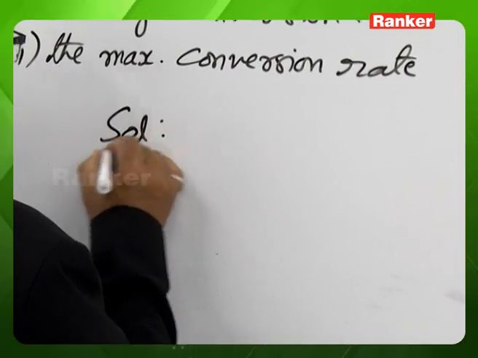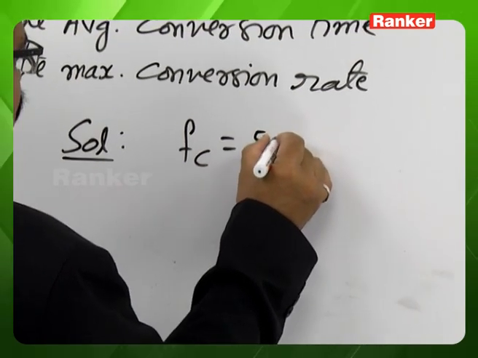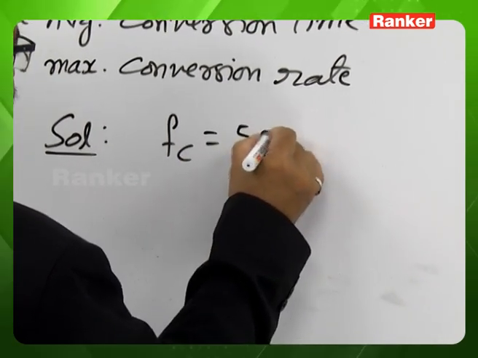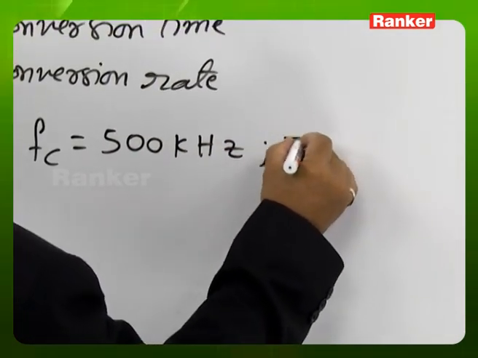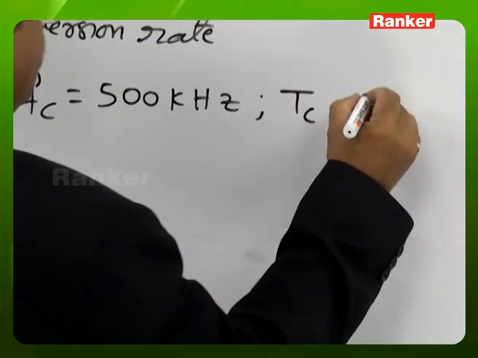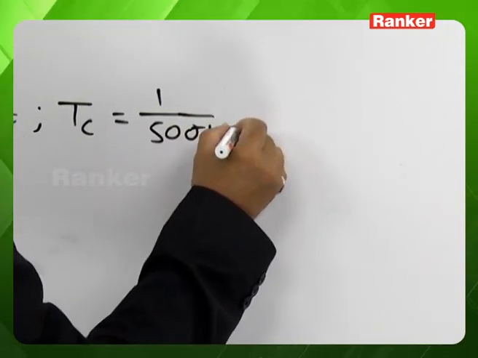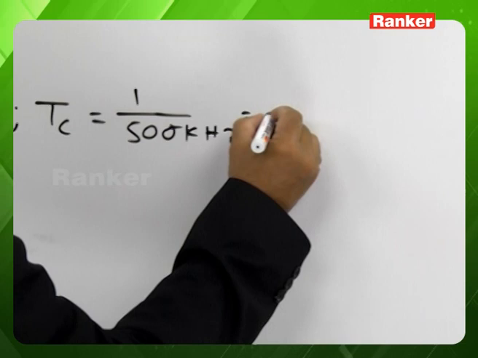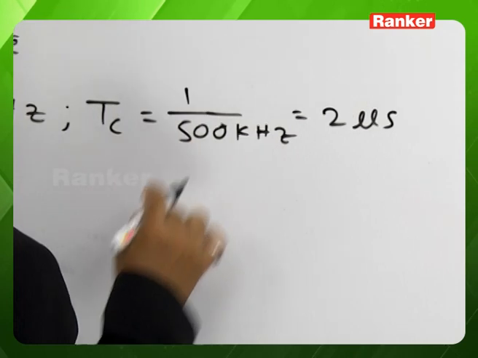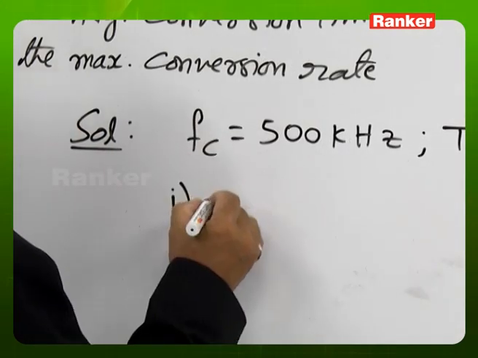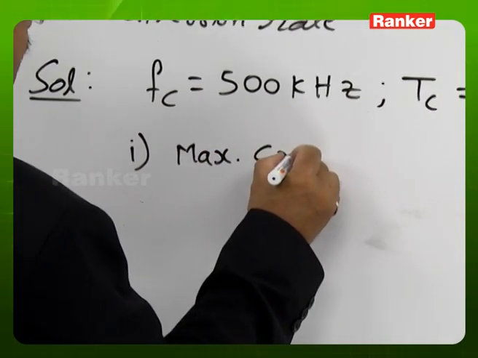The clock used in the analog to digital converter has a frequency of 500 kilohertz, so the clock time period will be 1 upon 500 kilohertz. Hence it is coming to be 2 microseconds, and we have first the maximum conversion time. It is the first.